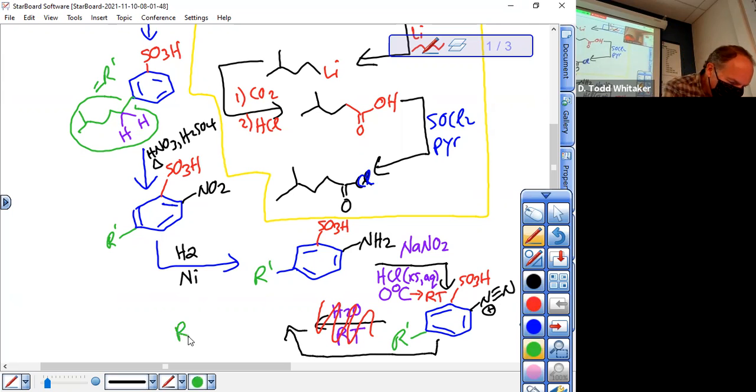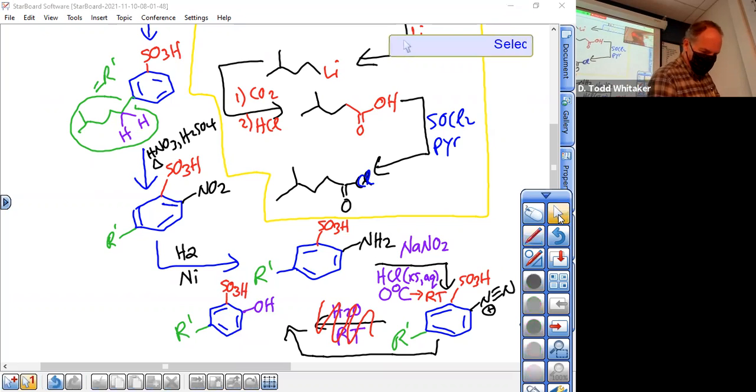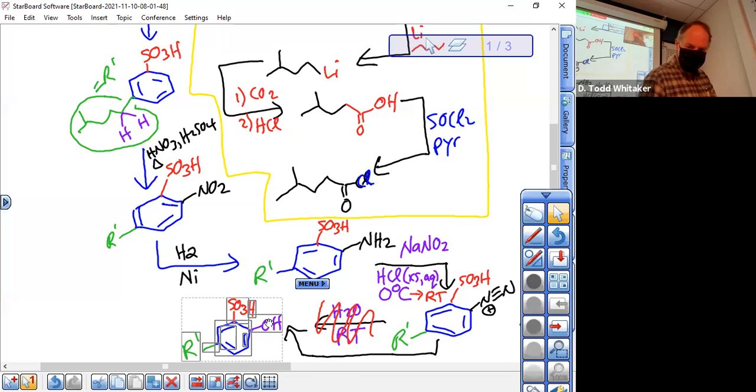We're well on our way. R prime. Well on our way. We now have OH there, purple. We have SO3Na. We don't have SO3Na, we have SO3H. Eventually we'll have SO3Na. So we got that going on. Trying to make it a little tighter here.